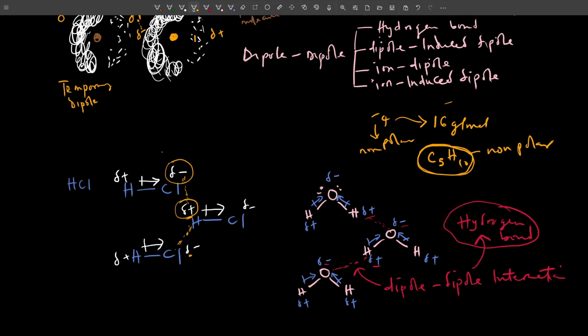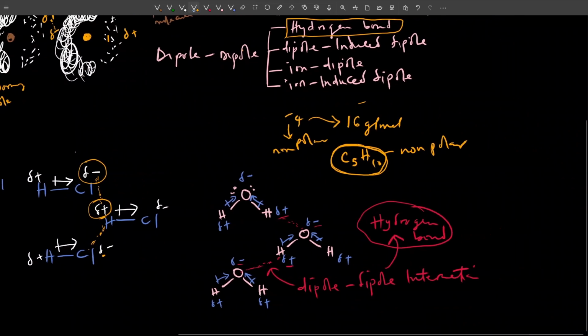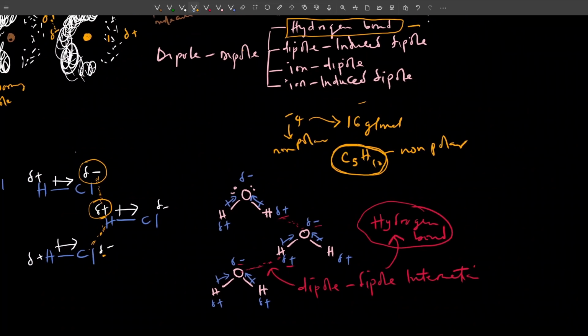Okay, let's talk about hydrogen bond. Hydrogen bond is a special type of what? Of dipole interaction. Hydrogen bond is the bond between, I like calling it H phone. By H phone I mean F represents fluorine, O represents oxygen, N represents nitrogen. So the bond between hydrogen and fluorine, the bond between hydrogen and oxygen, the bond between hydrogen and nitrogen is what we call hydrogen bond.